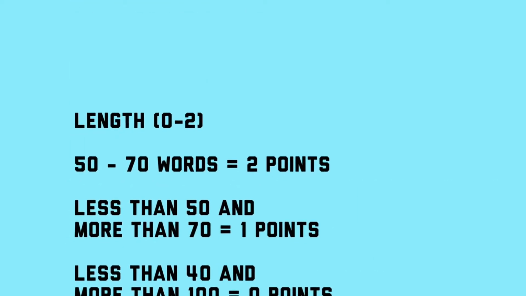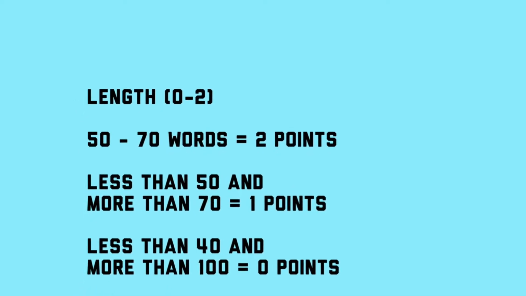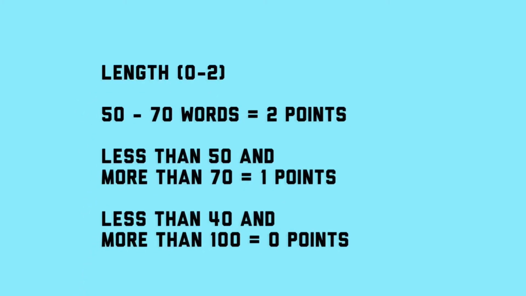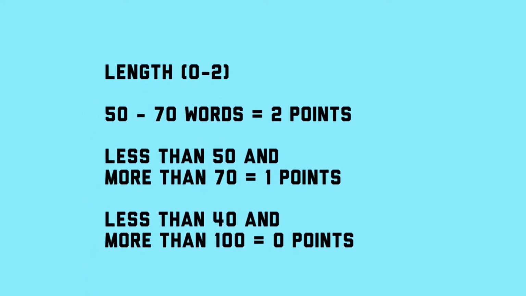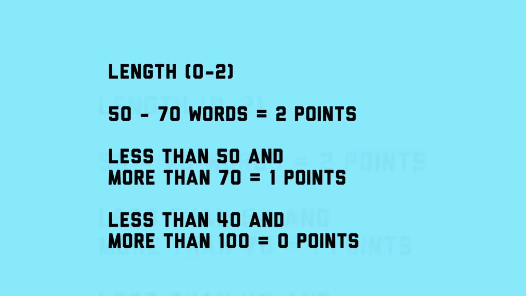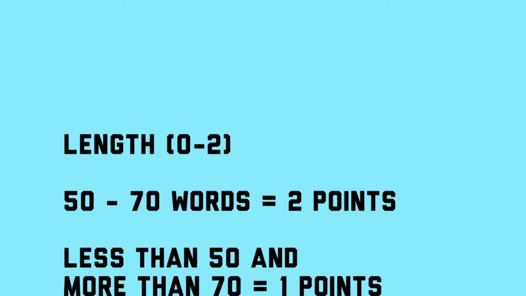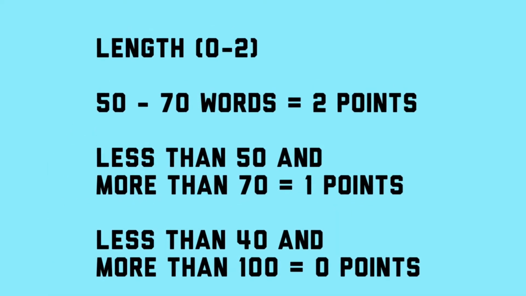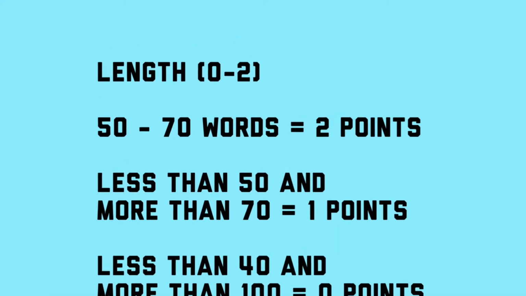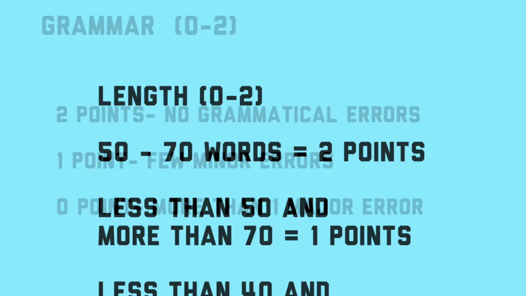After you get points from content, the second one is the length of the summary. You have to write between 50 to 70 words. If you write less than 50 or more than 70, you will get 1 point. And if you write less than 40 or more than 100, you will get 0 points.